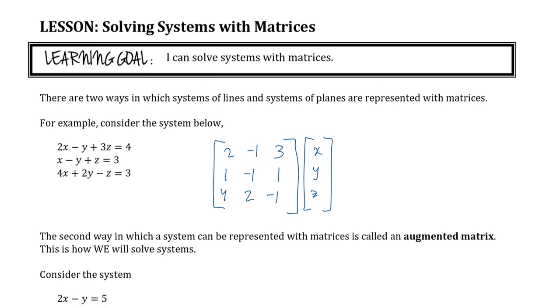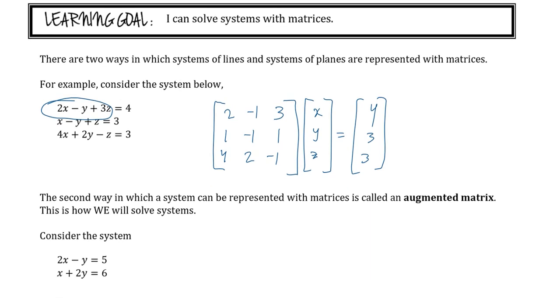And if you actually think about matrix multiplication, this would be like 2 times x, negative 1 times y, 3 times z, which gives you that first part. And so we set this equal to 4 and 3 and 3. And this is just another way of representing a system using matrices. But that's not the one that we're going to use, but at least you've seen it once, and it is used in linear algebra and other kinds of things. You do that kind of matrix representation.